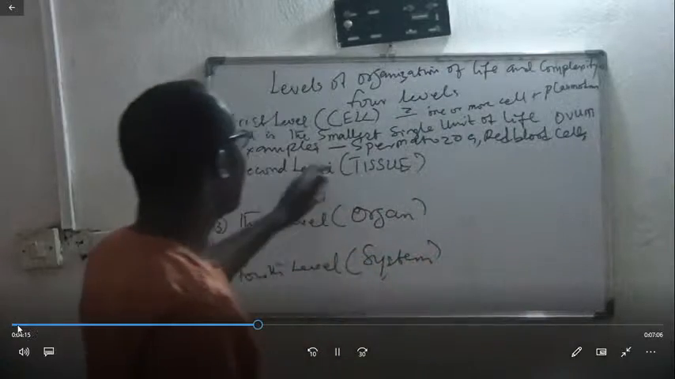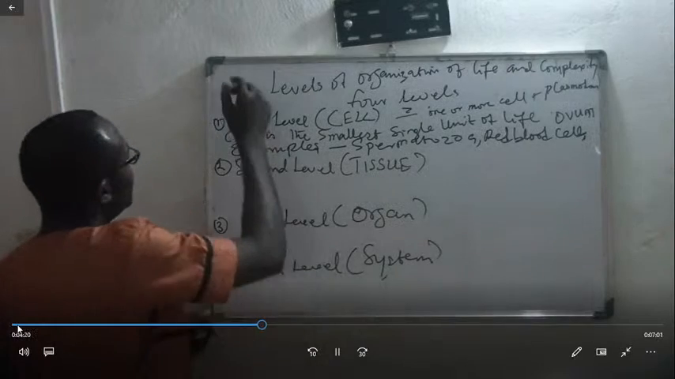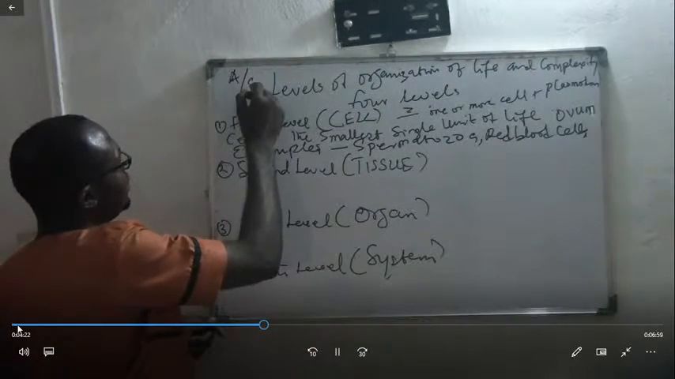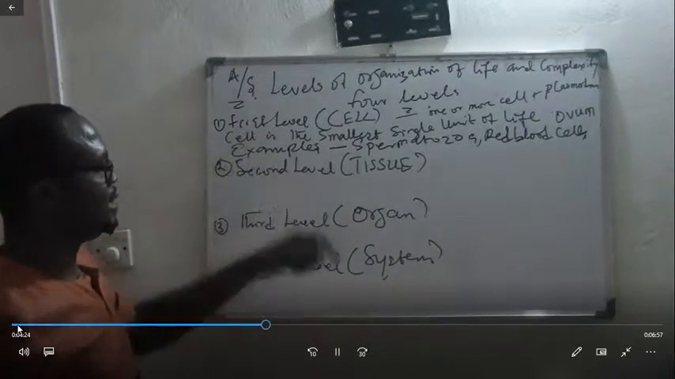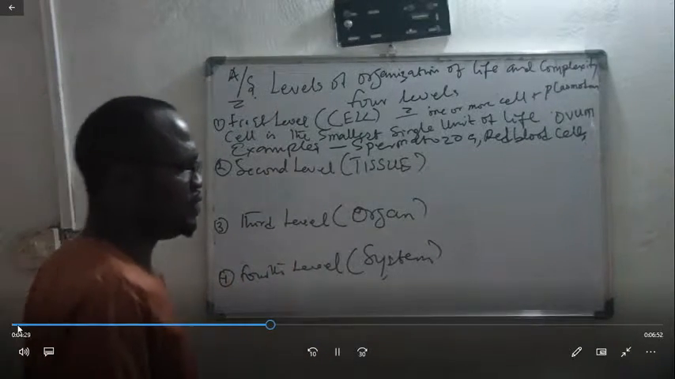The first level normally has a very large surface area to volume ratio for the first level of organization of life. Now we talk about the second level, the tissue.